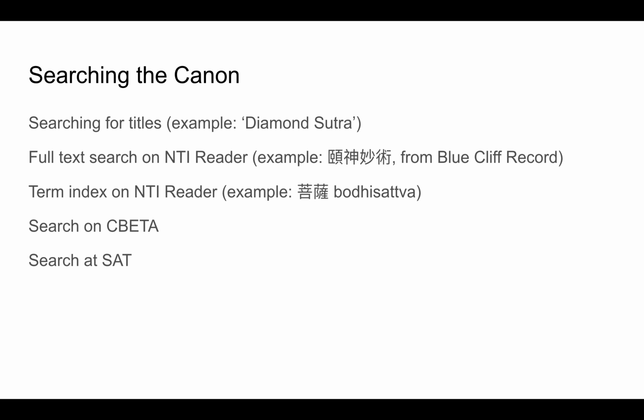How to search for texts. Let's see how to search. There's a number of ways to search, and you can search for titles on the NTI Reader search site. You can search for a title even in English. You can do a full text search. You can search on particular words and see where they appear. And you can also do similar things, not exactly the same things, on CBETA and SAT. Let's try.